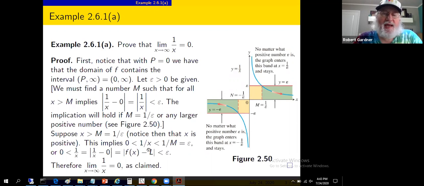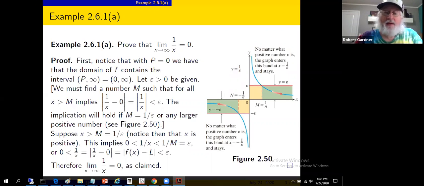Remember, we were taking x to be positive, so we can actually bound that below by 0 as well. And let's see, 1 over m is the same as 1 over 1 over epsilon, which is the same as epsilon. So what we have here is 1 over x is greater than 0 and less than epsilon. We've assumed x is greater than 0 in all of this. We've got 0 is less than 1 over x. We can take 1 over x and let's write it as the absolute value of 1 over x minus 0.